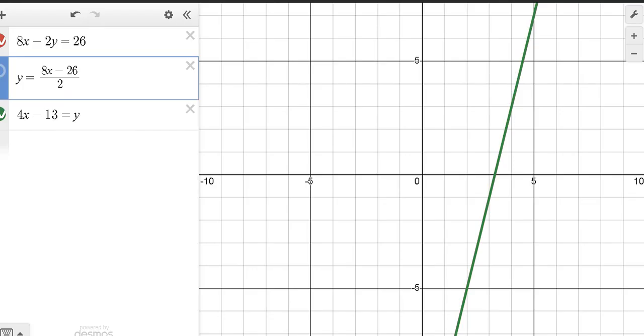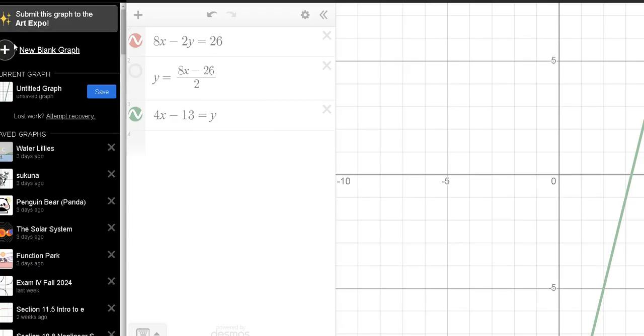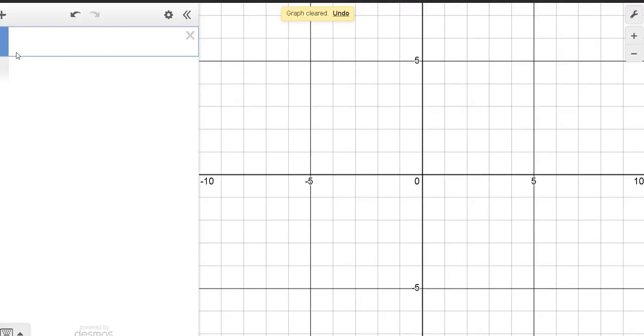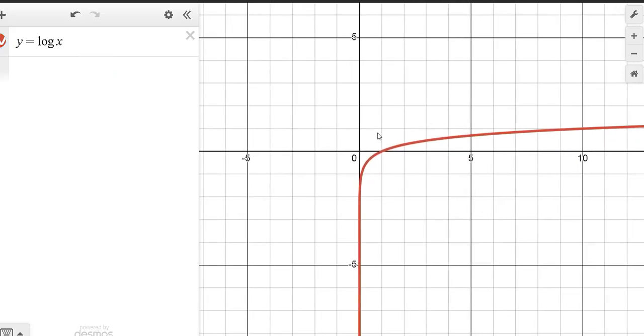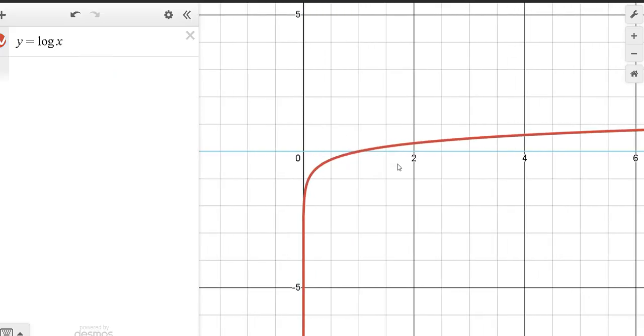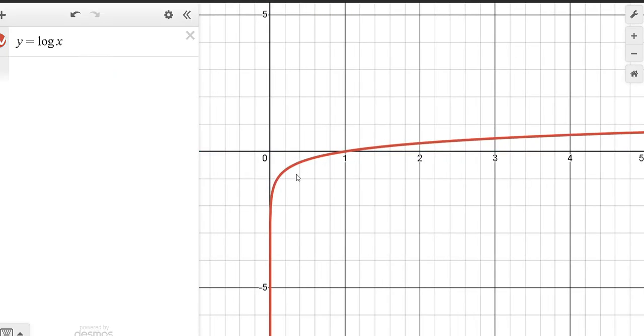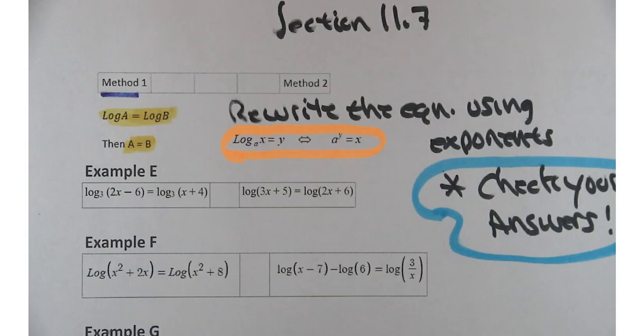So let's remind ourselves what the graph of the logarithm looks like. Y equals log of x. And take a look at this graph. Notice that it starts out at 0. This graph doesn't exist at 0 or to the left of 0. It's always a little bit to the right of 0. So you can't take the log of a negative number. And that's really what you're worried about when you're checking your answers.